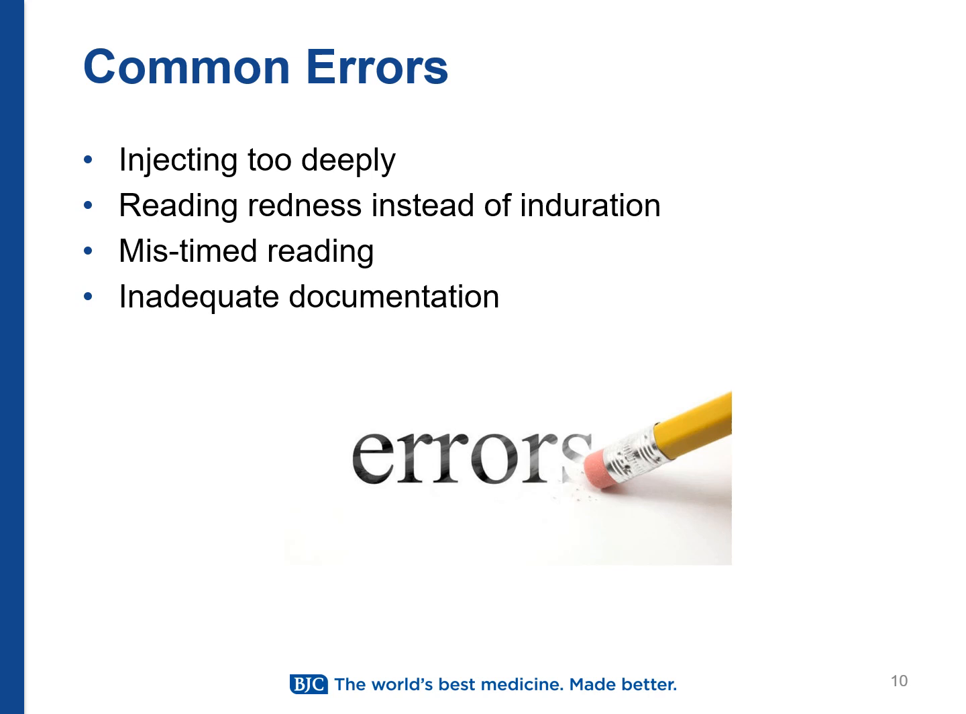These are the most common mistakes that we see. The first is injecting too deeply. If you do not see the wheal, the test will not be valid. The second is reading the redness instead of the firm bump, which leads to false positive results. Also, timing is important. Remember, readings must be between 48 and 72 hours. And finally, inadequate documentation. So you're going to document the size in millimeters, the site that it was applied to, and the date. Remember, good documentation is just as important as good technique.